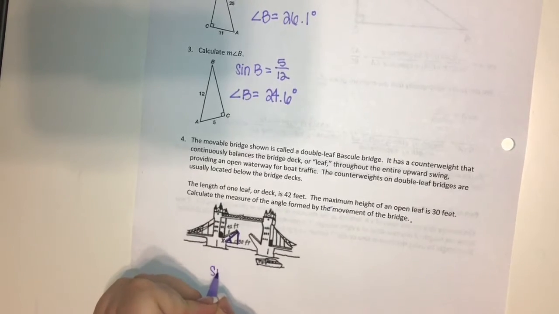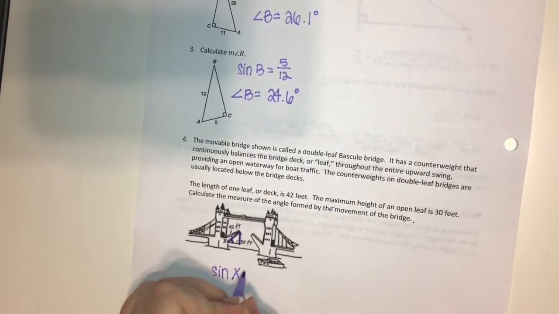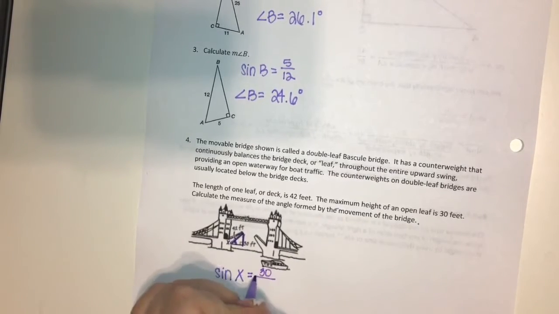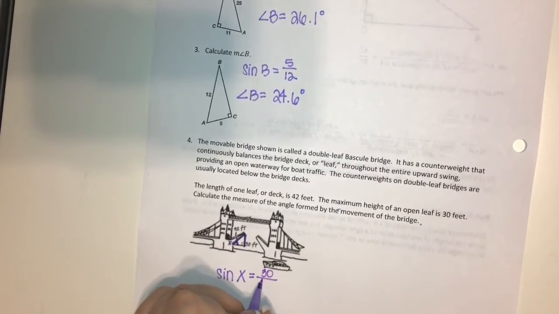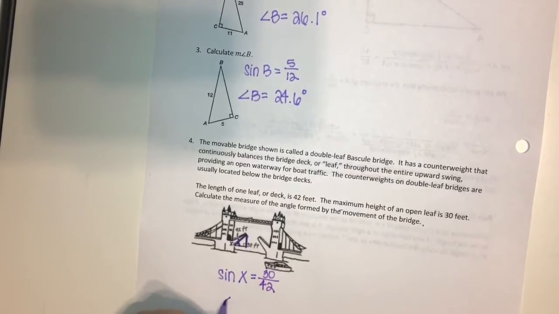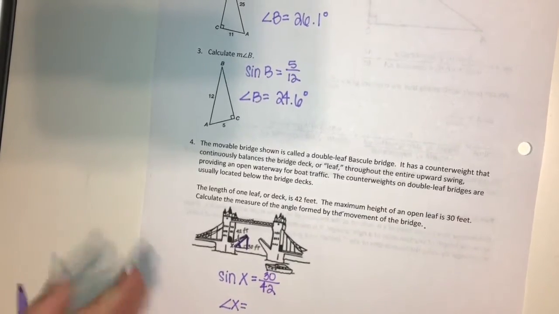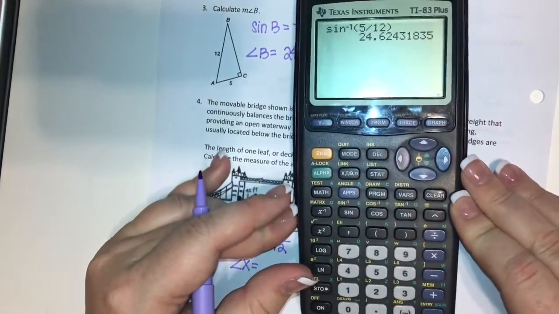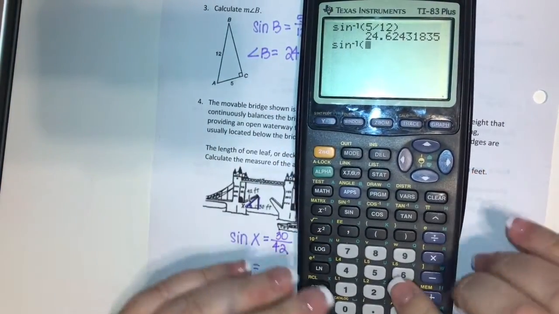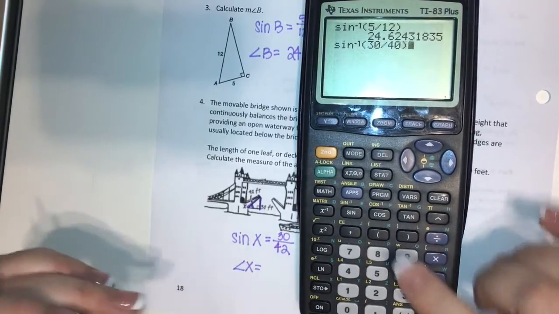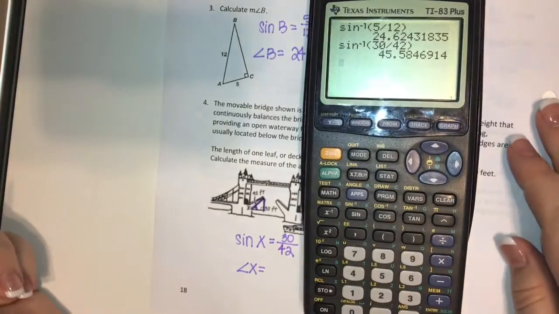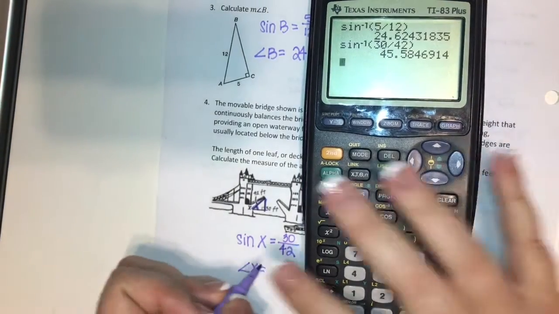So the sine of the angle, which is x, is going to equal opposite. In this case, it's 30 over my hypotenuse, which is 42. So angle x, I'm going to inverse sine, if you remember. So I'm going to do second sine of 30 over 42. And my angle would be 45.6 degrees.